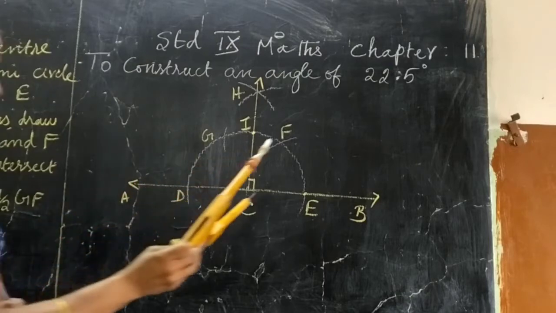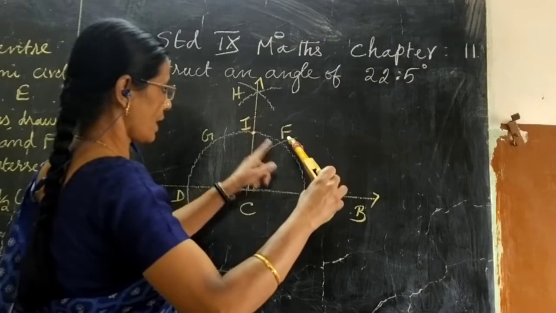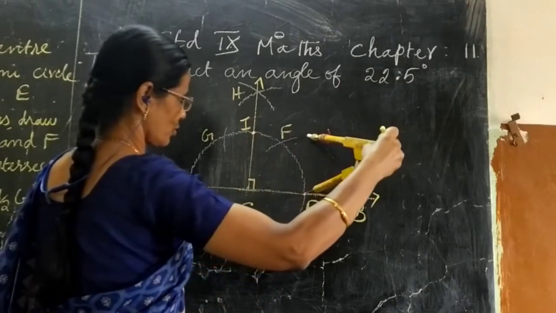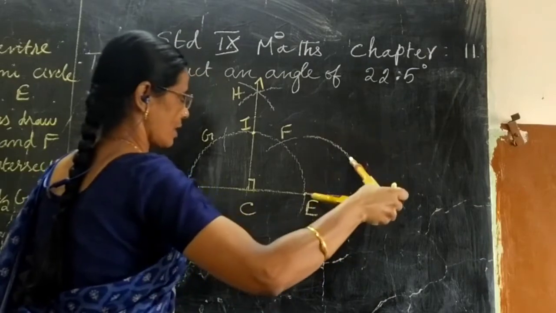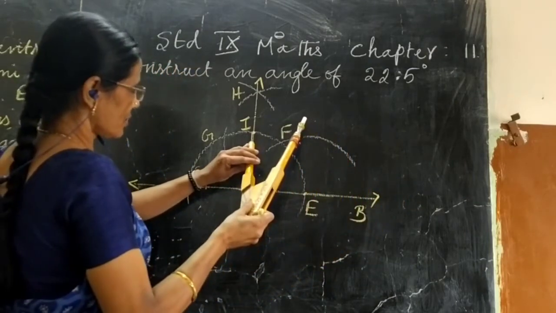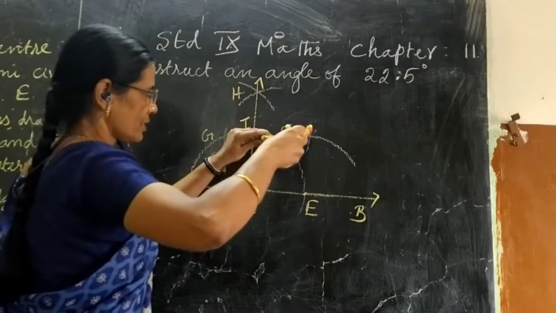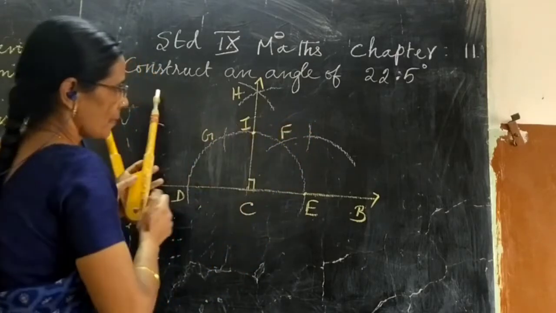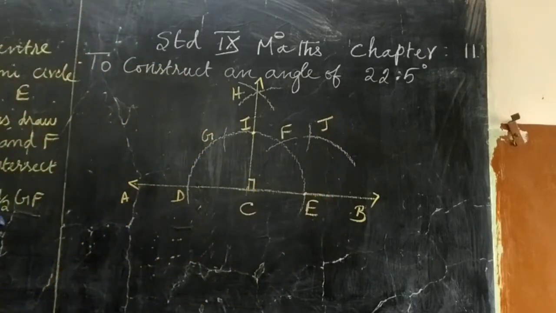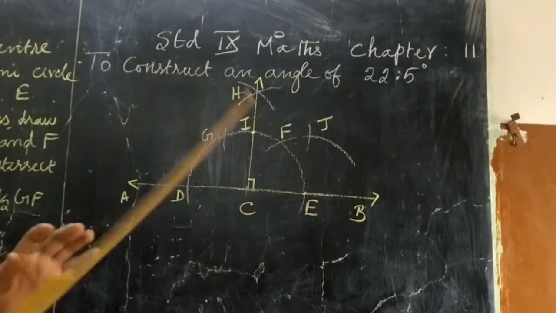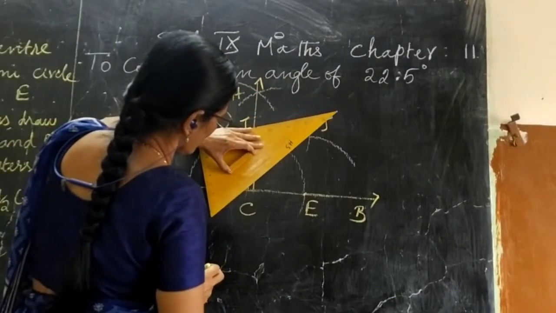E center, radius more than half of EI. So my radius is more than half of EI. I have drawn an arc. I center, the same radius, draw another arc to intersect the first arc. Let them intersect at the point J. Draw ray CJ.